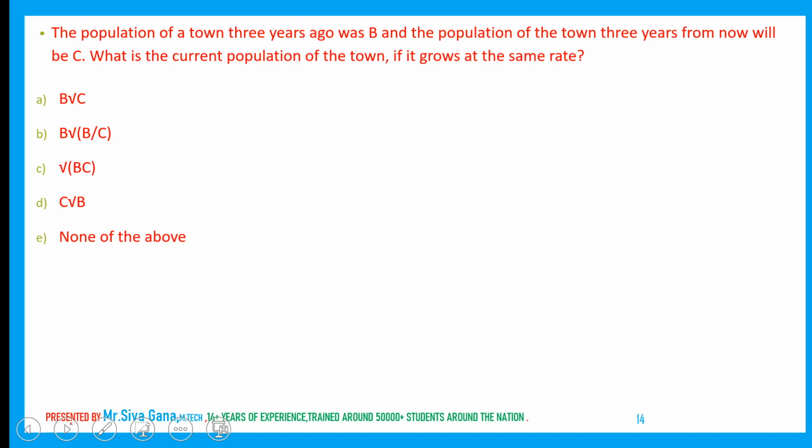The product of the population of the town 3 years ago was B, and the population of the town 3 years from now will be C. What is the current population of the town if it grows at the same rate? Fantastic question. Let us say this is the present. From the present, the population of the town 3 years ago was B.